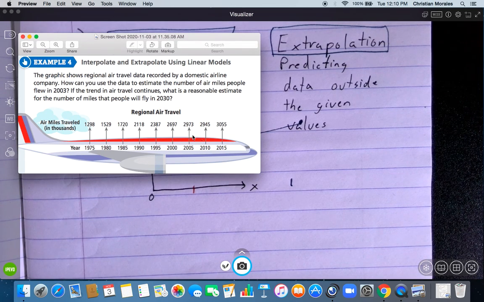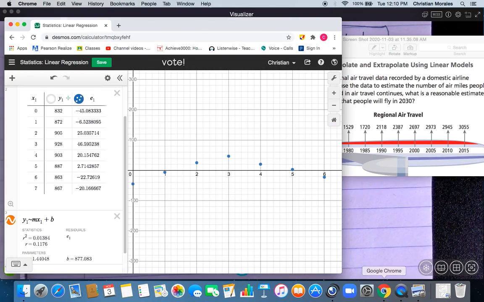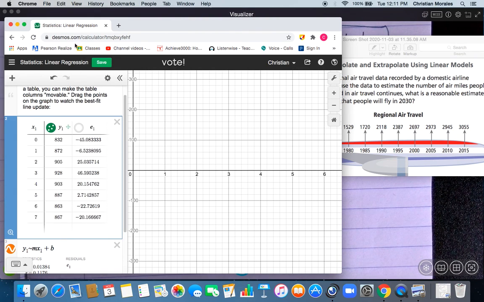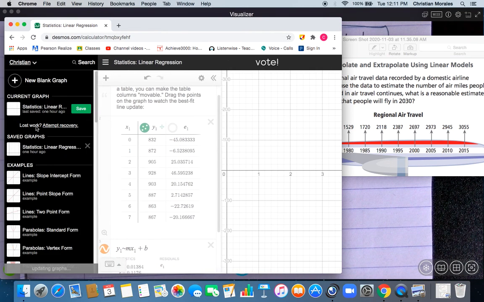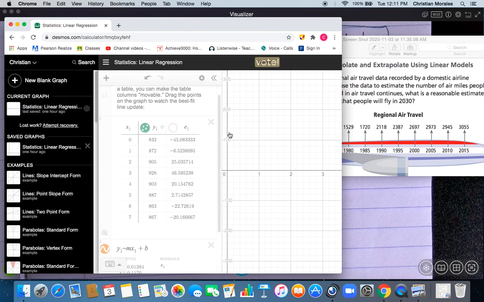Okay, so the problem that I was just showing you was, let's say you're going to do information here about flights. So here we have air travel recorded in a domestic airline company. How can you use the data to estimate the number of air miles people flew in 2003? So what you would do is you would take these numbers and you'd make them into your table. So you would have to go back to this. You'd have to clear all your data. And actually you want to turn this off too. So we clear it all out. Actually, let me refresh it so it goes away and it's fresh.